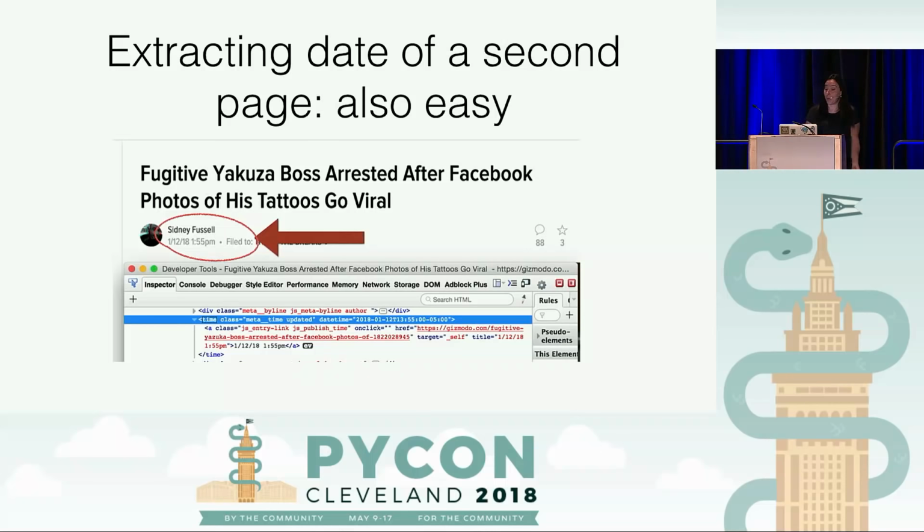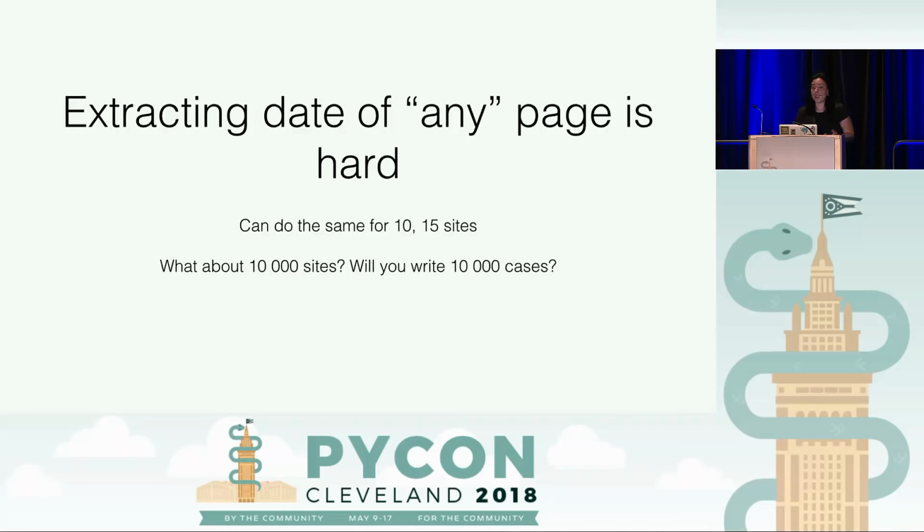But this is Gizmodo, and we do the same thing. We see this thing was published on January 12th. We look at it with an inspector, and we can say, okay, it's in a time tag, take that. So our program just has two cases. If it's the New York Times, do this. If it's Gizmodo, do that. Pretty straightforward. But extracting the date of any page becomes a different story.